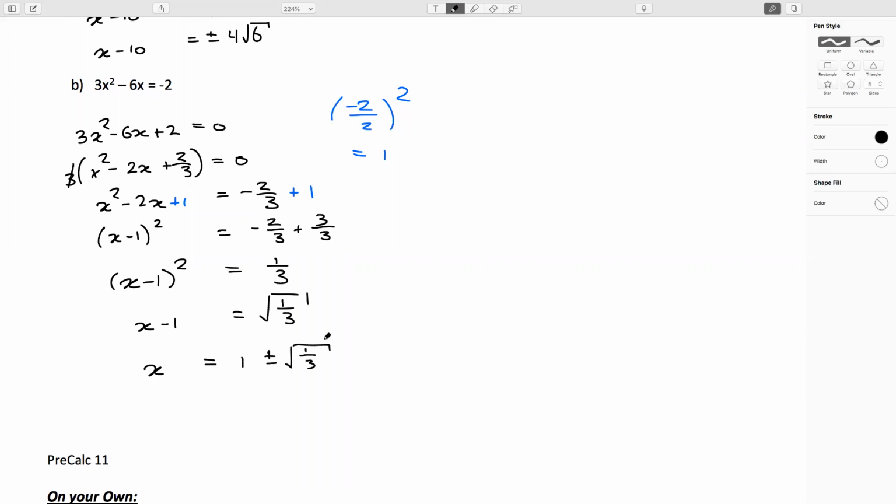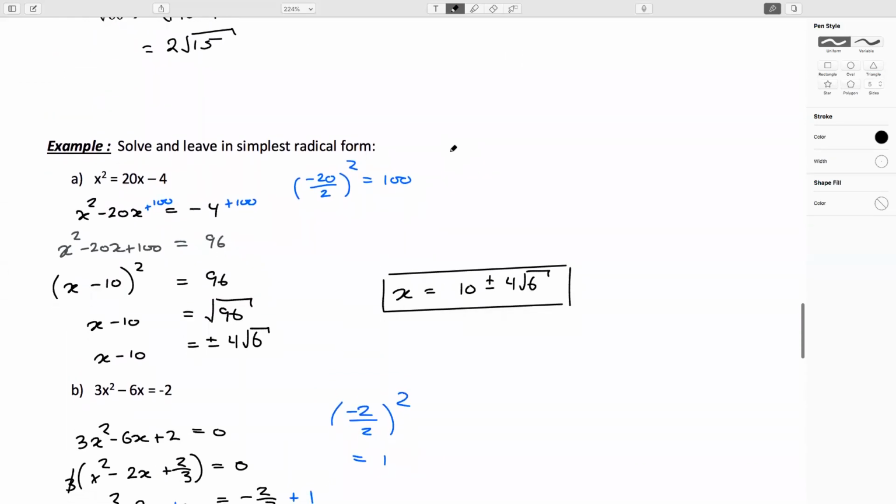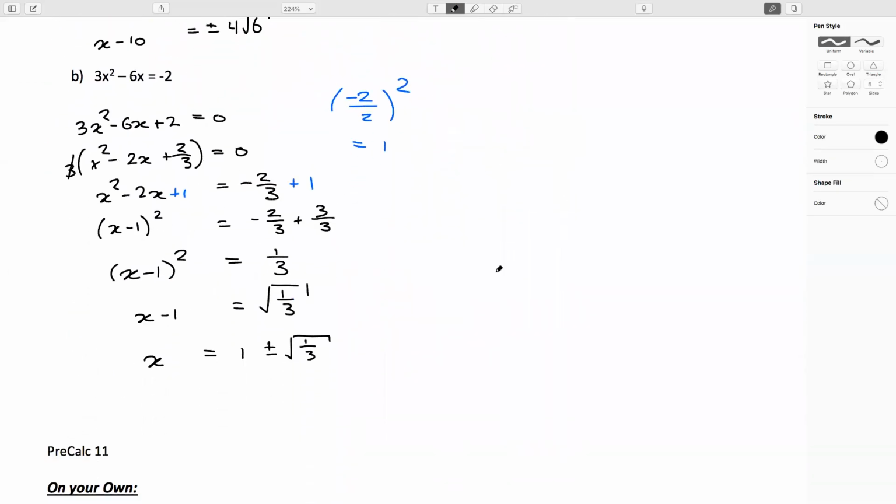Technically, we could give this decimal answers. I don't know whether the question says solve and leave in simplest radical form. So this is about as simplified as we can get it.